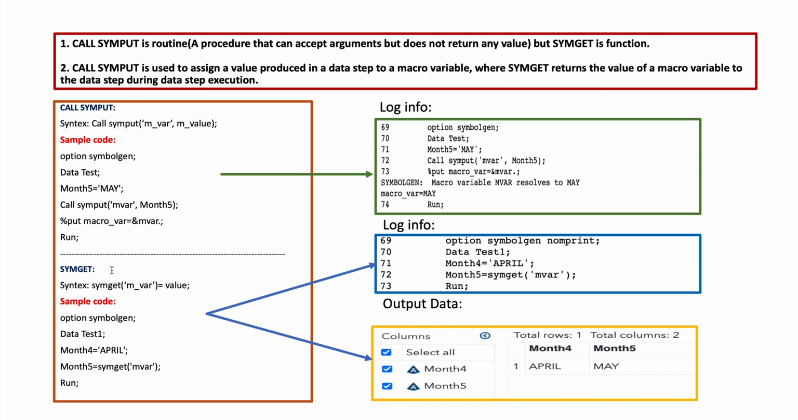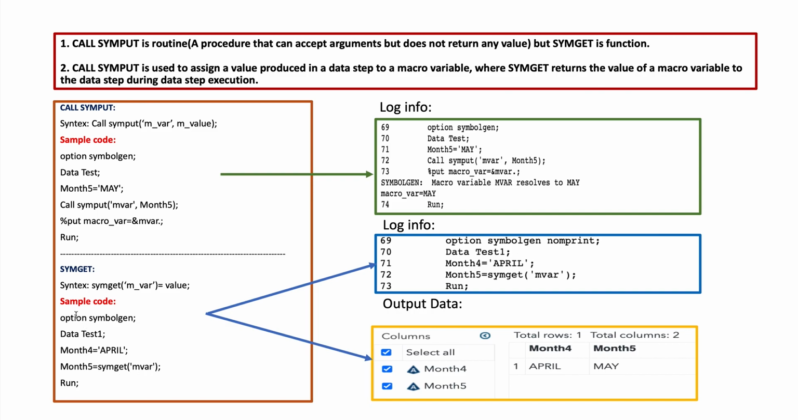Second one is SYMGET. Syntax is SYMGET. Inside the parentheses, we provide the macro variable, and finally it gives a certain value. Sample code is given here. Option symbolgen, data step, data test1, where it has two variables. One is month4, its value is April, and for month5, we are going to take the value by using the SYMGET function. Inside the parentheses we use the macro variable mvar, and run.